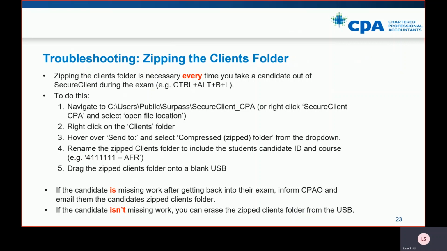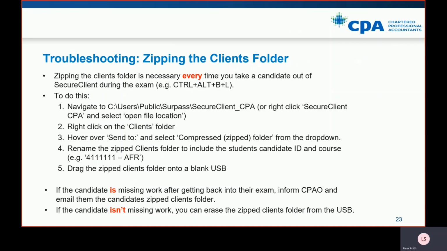To reiterate, zipping the clients folder is required every time you take a candidate out of Secure Client during their exam. After navigating to Secure Client CPA folder, you can zip the clients folder by right-clicking it, hovering over the Send To option and selecting Compressed Folder. After zipping the folder, rename it to include their candidate ID and course and drag it onto one of the blank USBs provided to you as part of your IT package. After this is done, you can then get the candidate back into their exam.